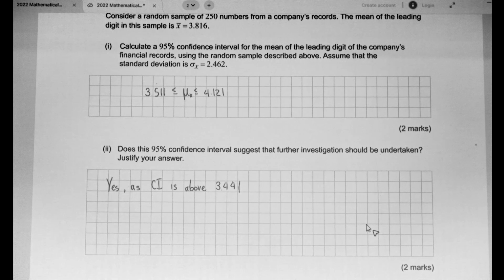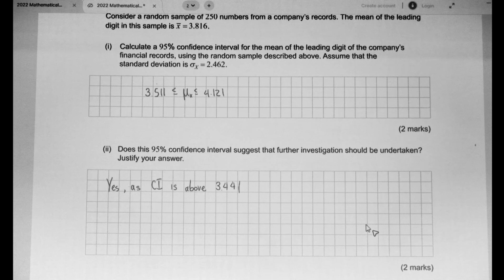Does this suggest further investigation should be undertaken? Yes. It's not, oh, the claim is supported or not. They're just reading from their notes. It's not about a claim here. It's, do they need to do further investigation or not? Yes, that gets them 1 mark.